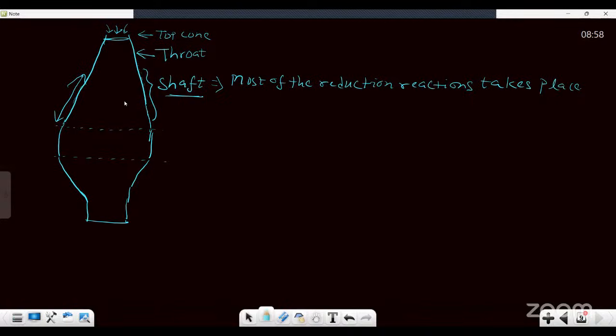Okay. Now, followed by the shaft, there is this region where the slope is becoming vertical, like this. So this is called the belly region. This is the belly region. And what happens at this belly region? Okay, the solid softening starts.